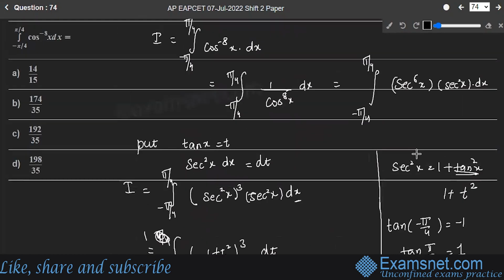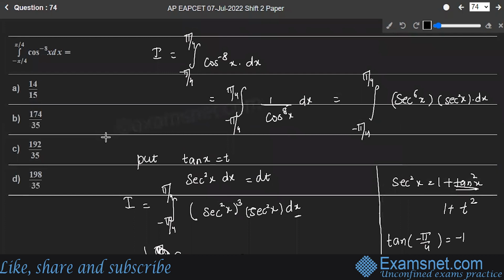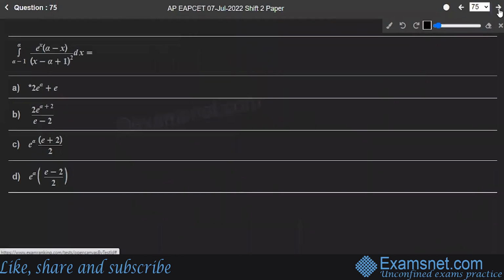Let's check with the options. Option C is the correct answer for the question. Hope you're clear with this one, right? Let's move to the next question, number 75. So we are having some good integral questions everywhere. Okay, let's move it further.